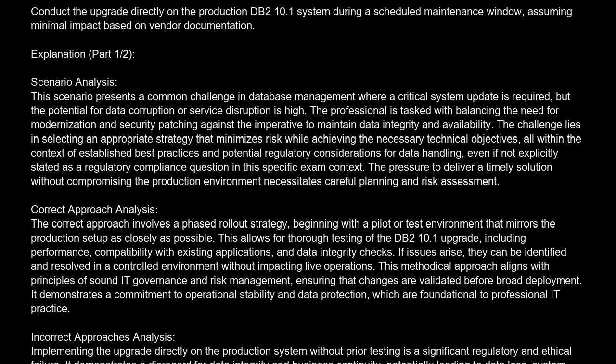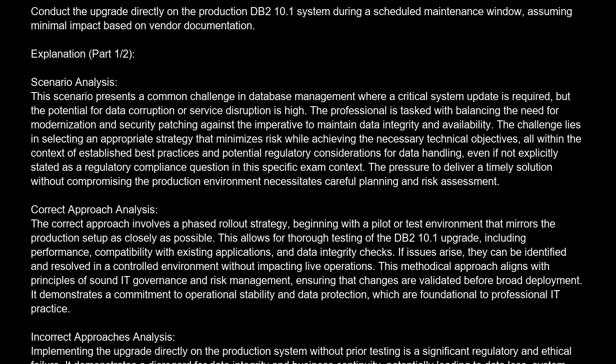Conduct the upgrade directly on the production DB2 One system during a scheduled maintenance window, assuming minimal impact based on vendor documentation. Explanation. Scenario analysis. This scenario presents a common challenge in database management where a critical system update is required, but the potential for data corruption or service disruption is high. The professional is tasked with balancing the need for modernization and security patching against the imperative to maintain data integrity and availability. The challenge lies in selecting an appropriate strategy that minimizes risk while achieving the necessary technical objectives, all within the context of established best practices and potential regulatory considerations for data handling.